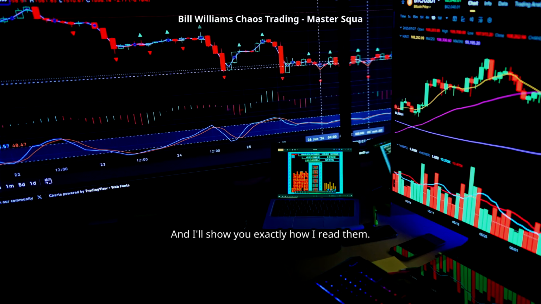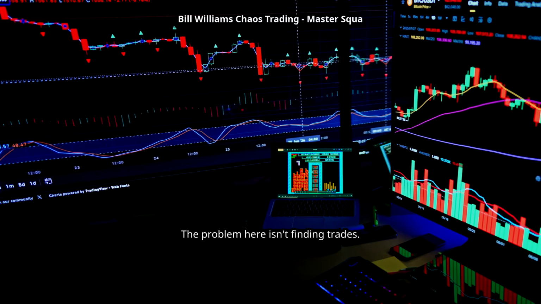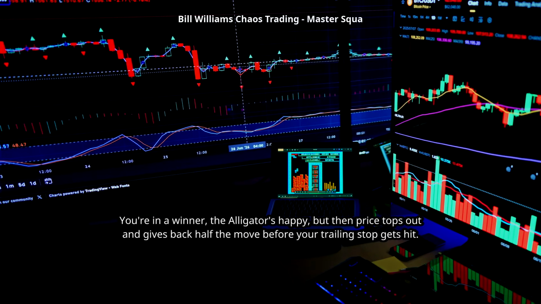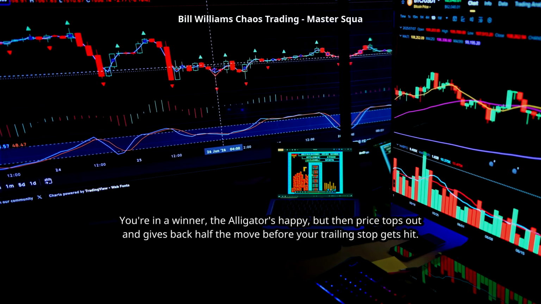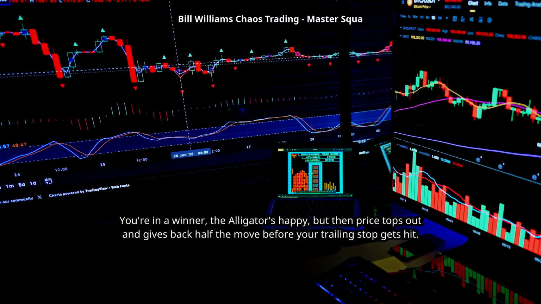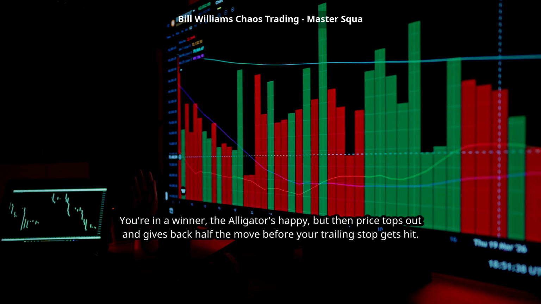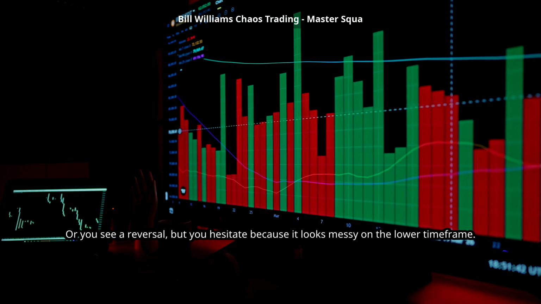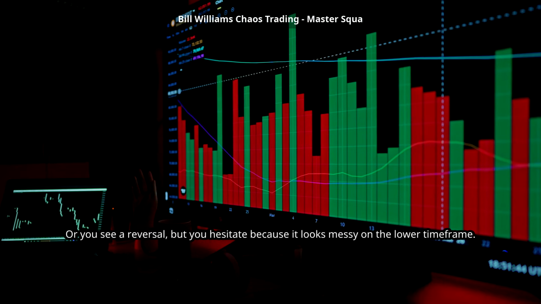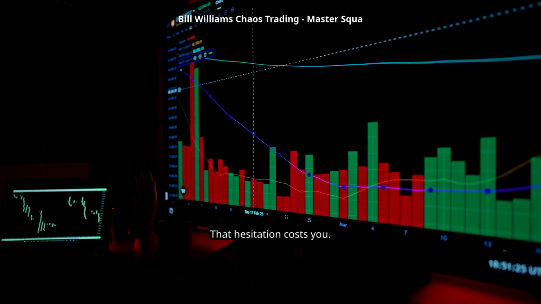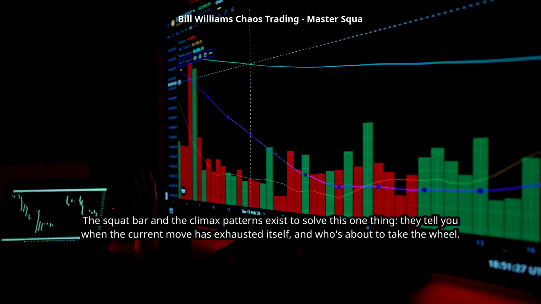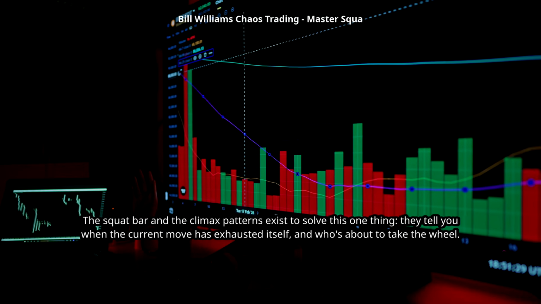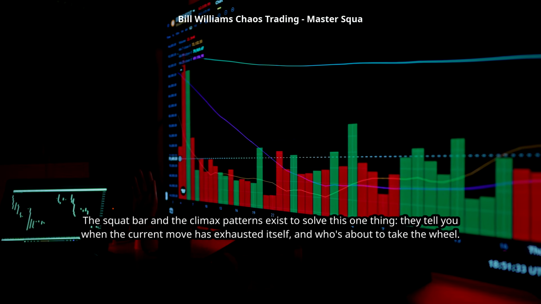The problem here isn't finding trades. It's the exits. You're in a winner, the alligator's happy, but then price tops out and gives back half the move before your trailing stop gets hit. Or you see a reversal, but you hesitate because it looks messy on the lower time frame. That hesitation costs you. The squat bar and the climax patterns exist to solve this one thing. They tell you when the current move has exhausted itself and who's about to take the wheel.